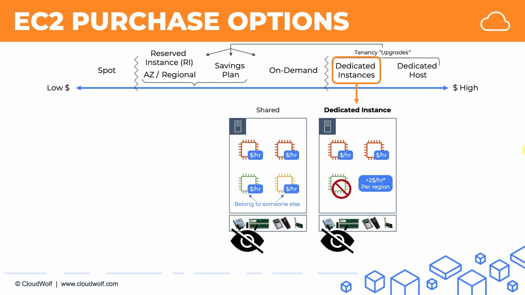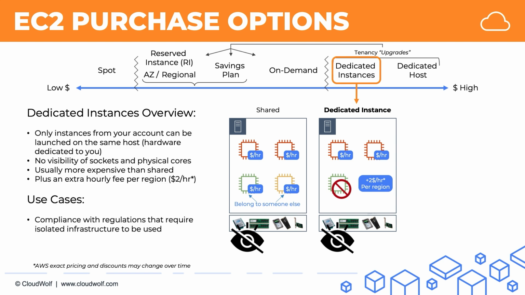The use case for dedicated instances is quite narrow, and it is compliance with regulations that require isolated infrastructure to be used. Even in the shared type of tenancy, they're not seeing each other, they can't access each other's data and so on. But in some industries, they go a step further and they absolutely require that nobody else can be running on this type of hardware. So maybe very specialized industries might have these requirements, and you might need to meet them. So that's dedicated instances. Here's a quick text summary of that.